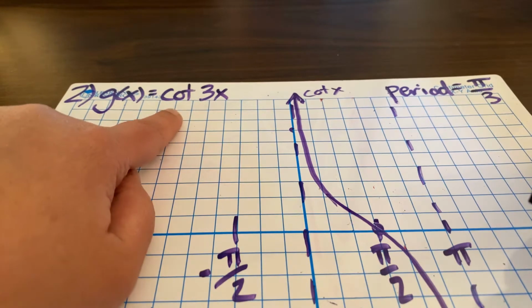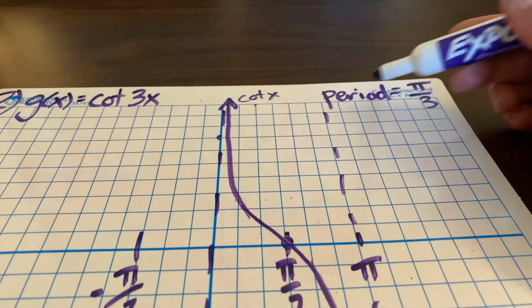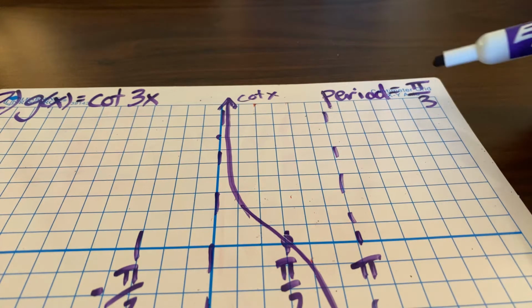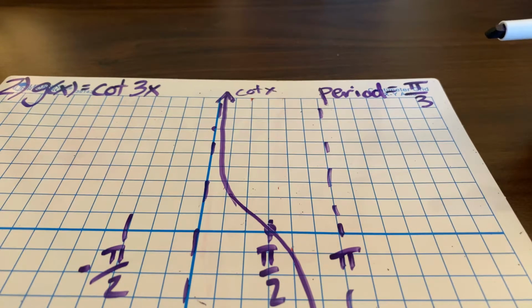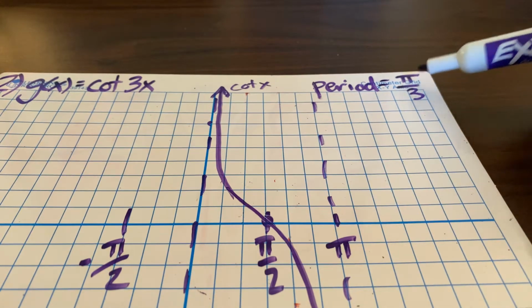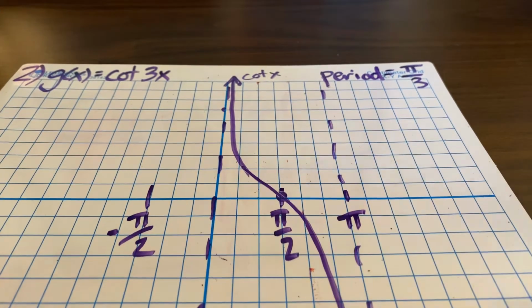So when you have the cotangent of 3x, that changes the period. And we find the period by doing pi divided by the number in front of the x, which in this case is 3. Because, remember, the period of the tangent and the cotangent is just pi. Normally we would have a 2 pi there, but with cotangent and tangent, it's just pi. Pi divided by 3 because of this 3 here. So that means there's one whole period at pi over 3.